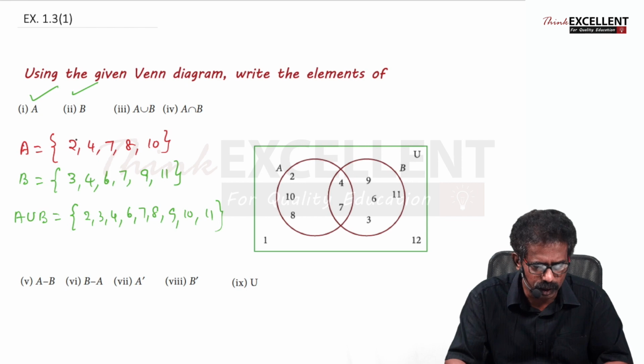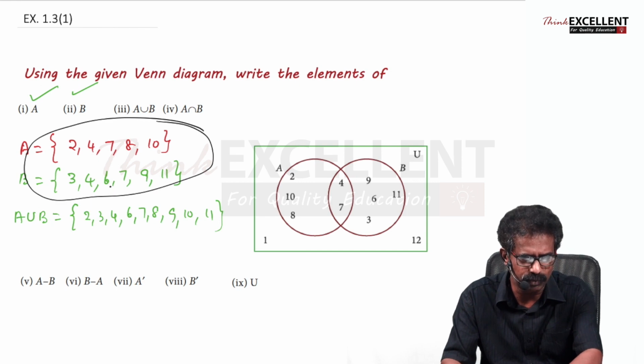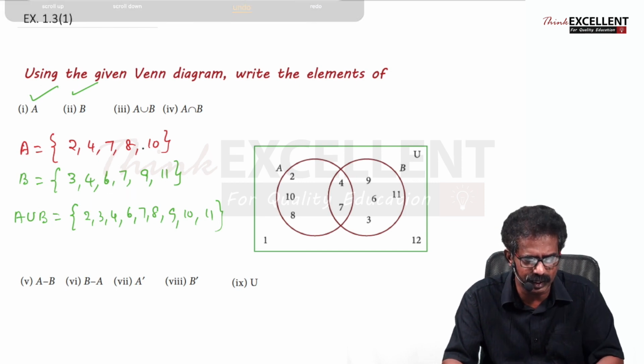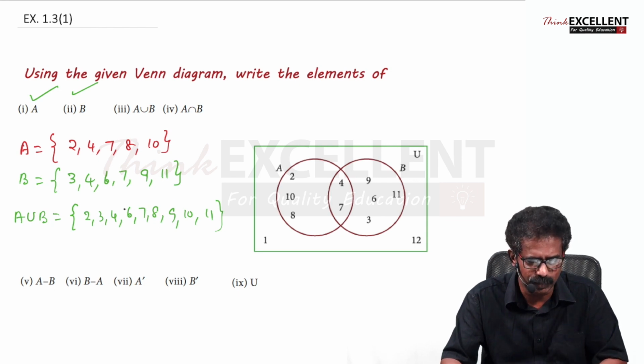Even if you see these two sets, you will get the same thing. See, A and B are given here, right? So here you take the union, you will get the same thing. 2, 3, 4, 5 is not there, 6, 7, 8, 9, 10, 11, right? So any one method you can use.